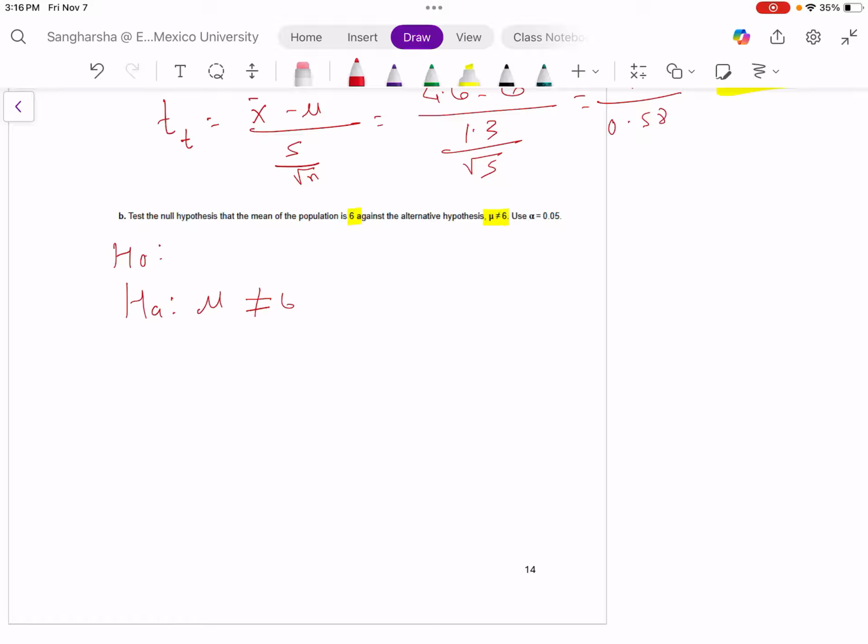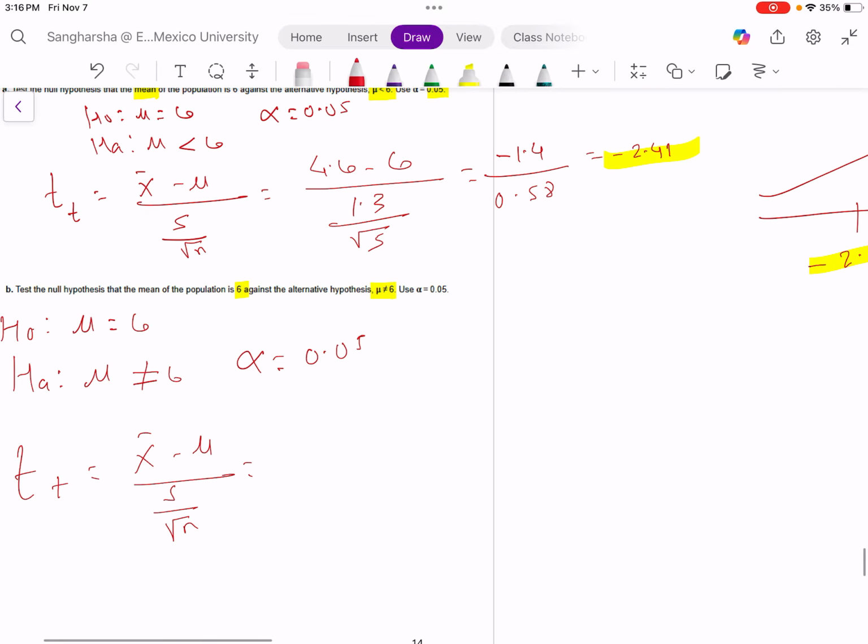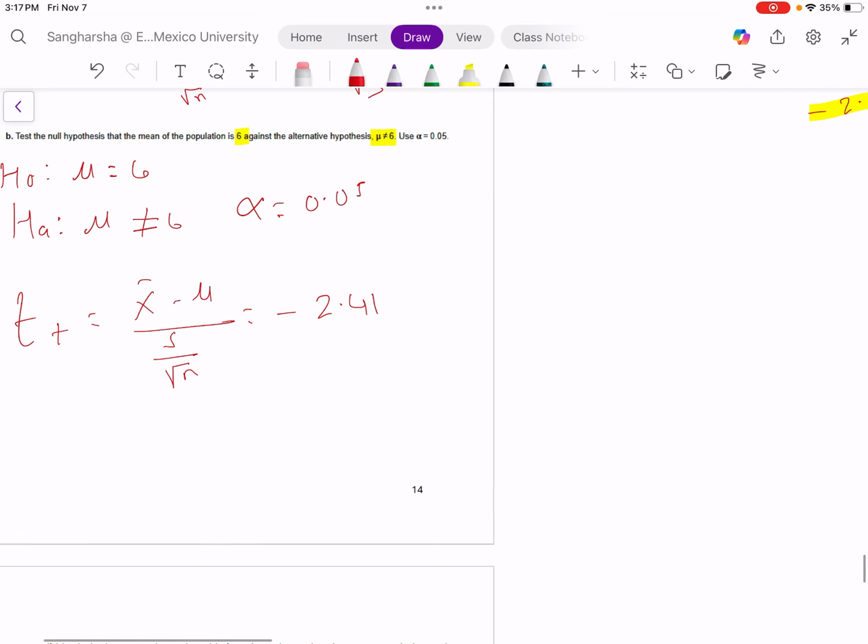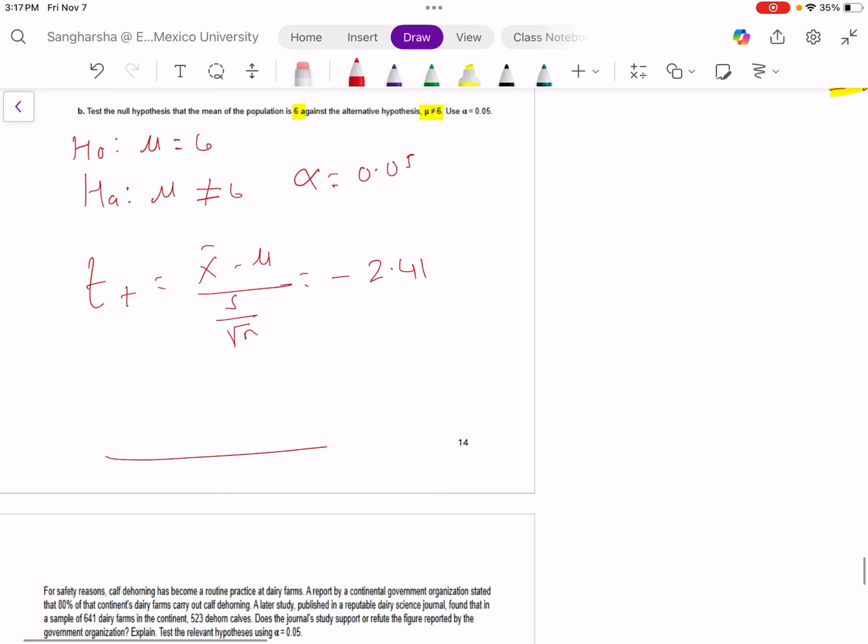Null hypothesis would be mu equals 6. Alpha is 0.05. Our test statistic would be the same. So t equals x bar minus mu divided by s over square root of n, which would be negative 2.41.